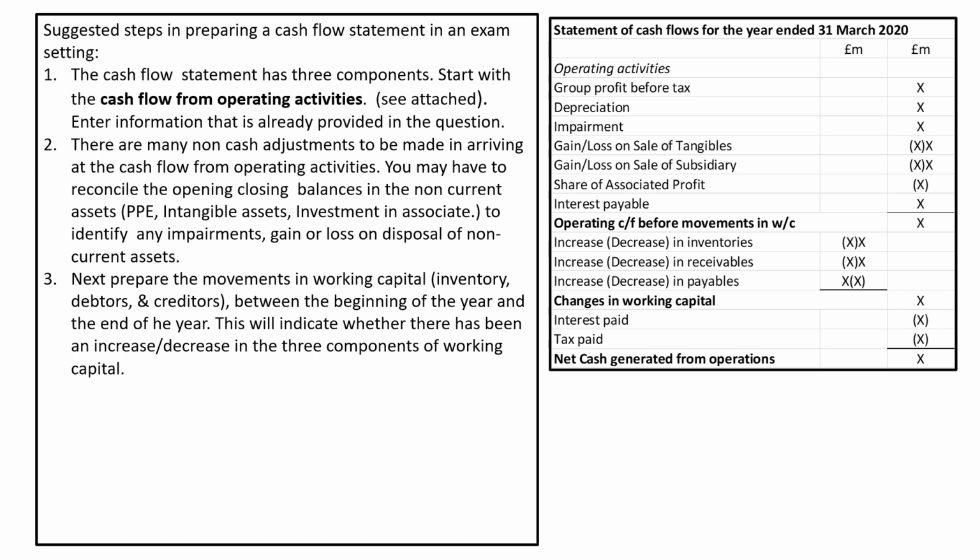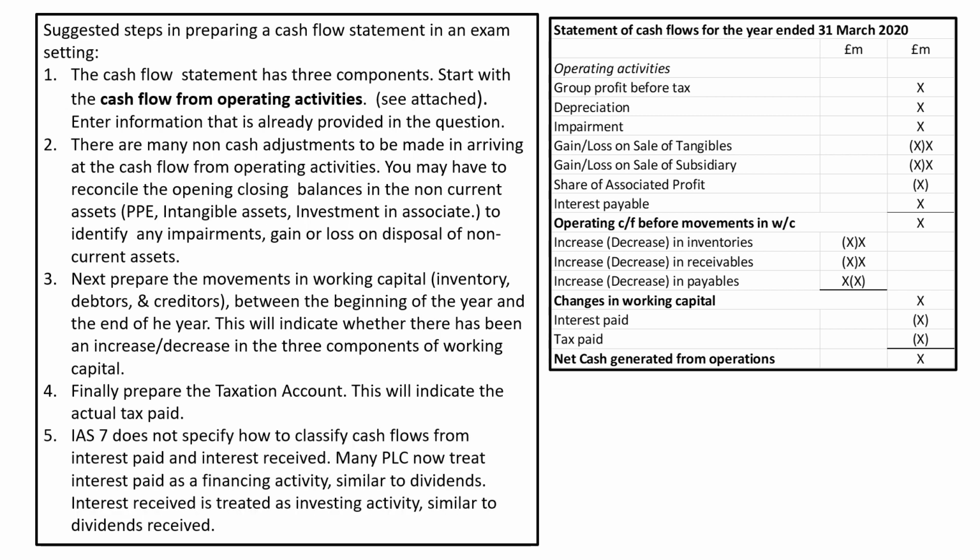Once you've done that, you then prepare the movements in working capital, and by that I mean inventory, debtors and creditors between the beginning of the year and the end of the year. And this will indicate whether there have been an increase or decrease in the 3 components of working capital. Finally, prepare the taxation account, and this will indicate if there's any actual tax paid.